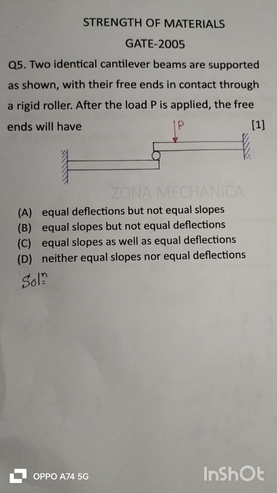There is an MCQ on slope and deflection. Figure at the margin indicates the weightage of the question, that is 1 mark. Two identical cantilever beams are supported as shown with their free ends in contact through a rigid roller. After the load P is applied, the free ends will have: equal deflections but not equal slopes; equal slopes but not equal deflections; equal slopes as well as equal deflections; neither equal slopes nor equal deflections.